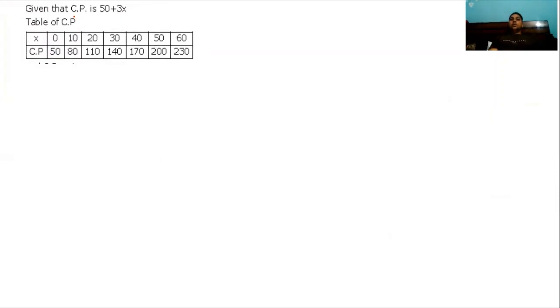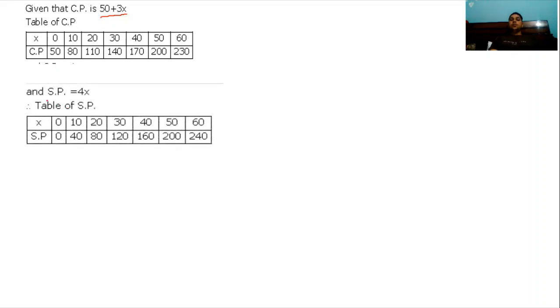Here we have cost price is 50 plus 3x and sale price is 4x. It is given in the question. Now using this equation, find the table for cost price, and using this find the table for the sale price. So taking different values of x, we have different values of cost price here. Similarly, taking different values of x, we have the values of sale price.